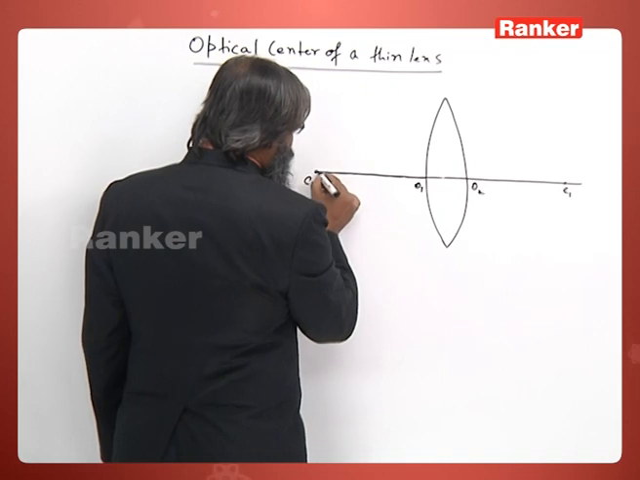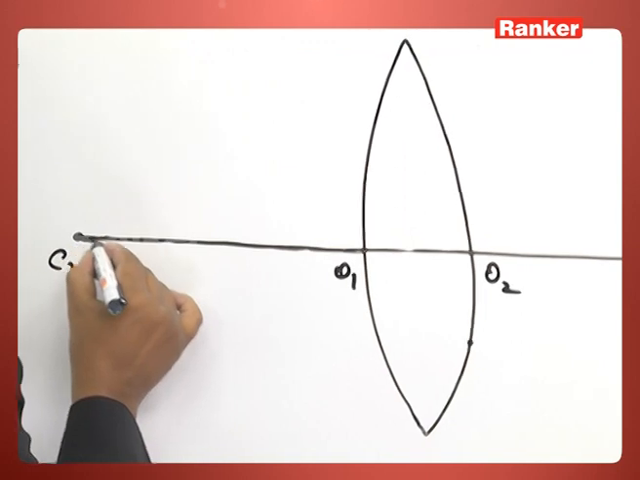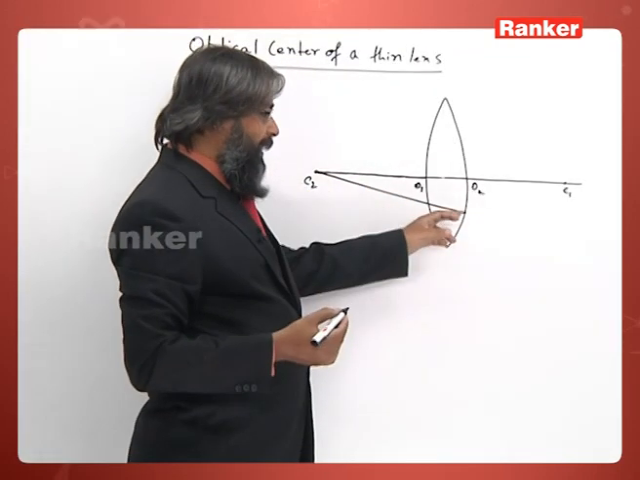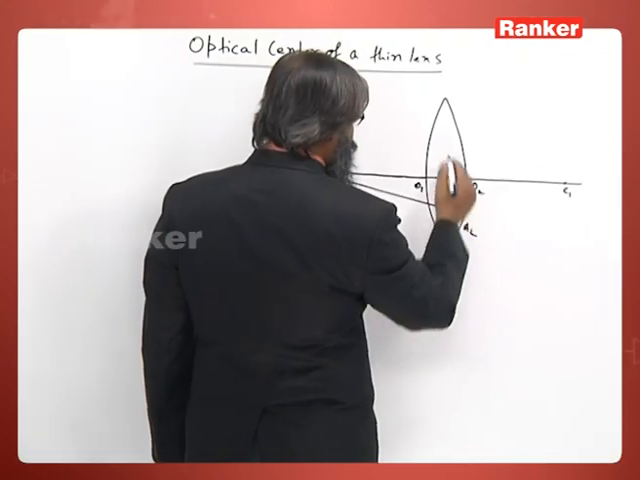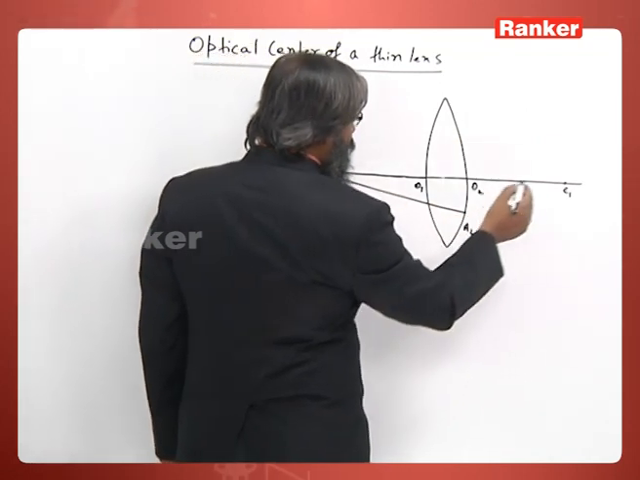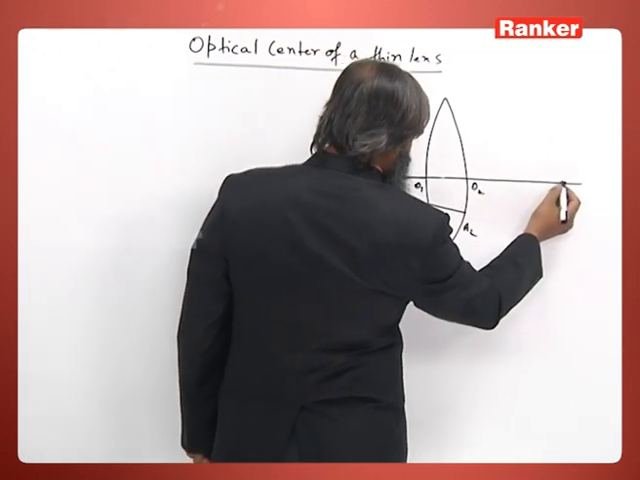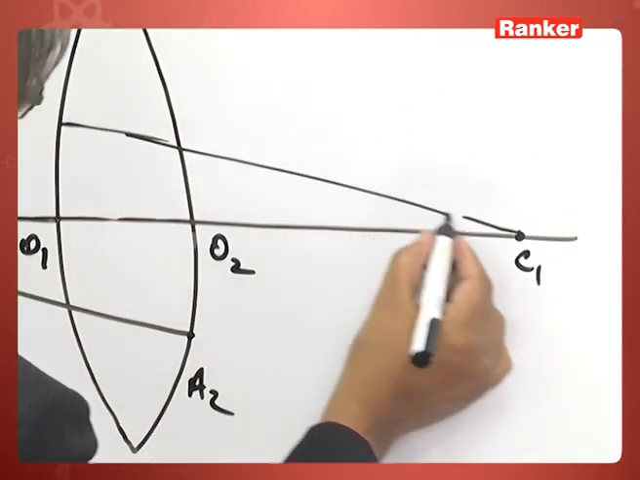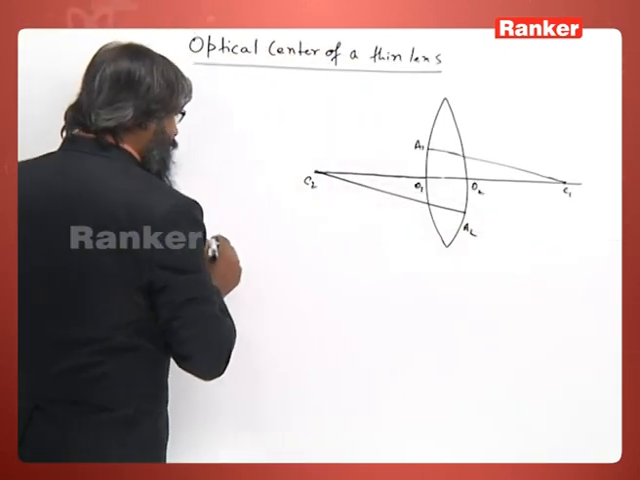Now, let us draw a line from C2 which meets the second surface at this point. In any direction, this is an arbitrary line, not a ray, drawn to A2. This is the second surface, A2. Now, from C1, let us draw a line parallel to this line. So, this line will be parallel. It meets the first surface at A1.